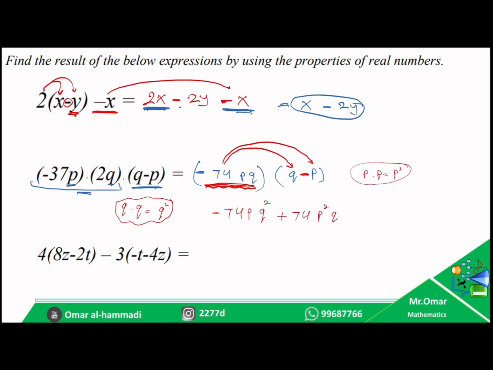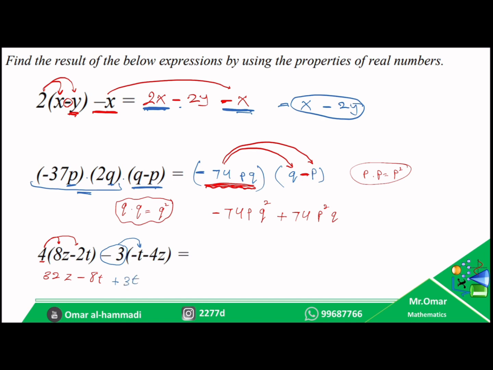And the other one, here we have 4. 4 multiplied by 8 will give us 32. So this is 32. And don't forget the z. Minus 4 multiplied by 2 will give us 8t. Okay, and this is the first one. Now we will multiply minus 3 by minus t. Minus 3 multiplied by minus t, minus multiplied by minus will give us positive. 3 multiplied by t is 3t.